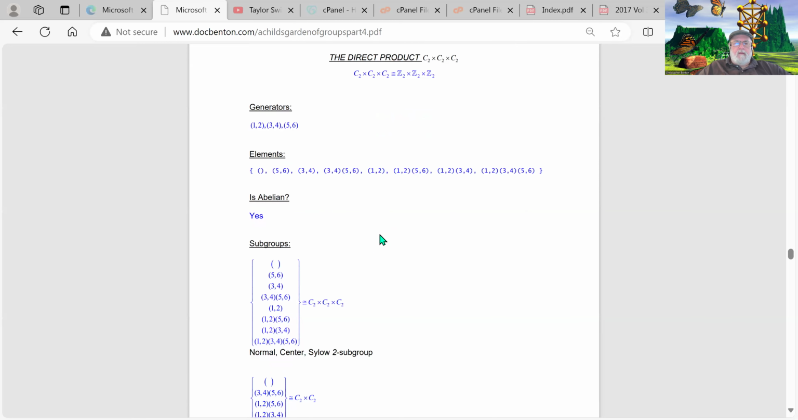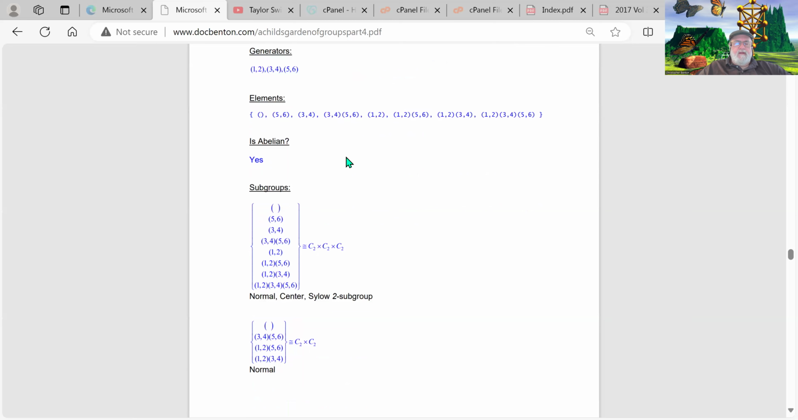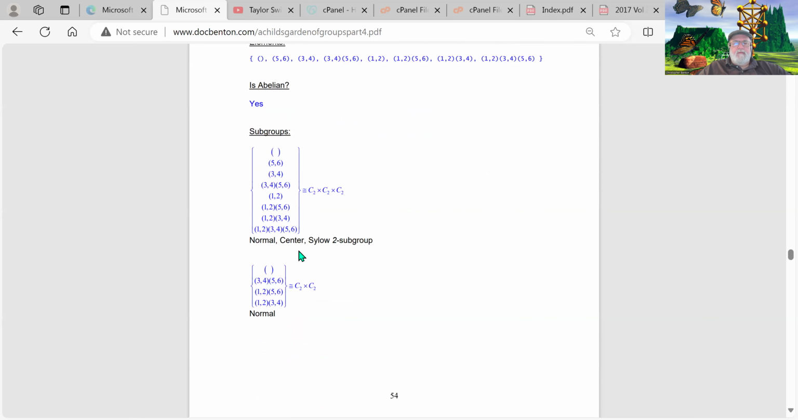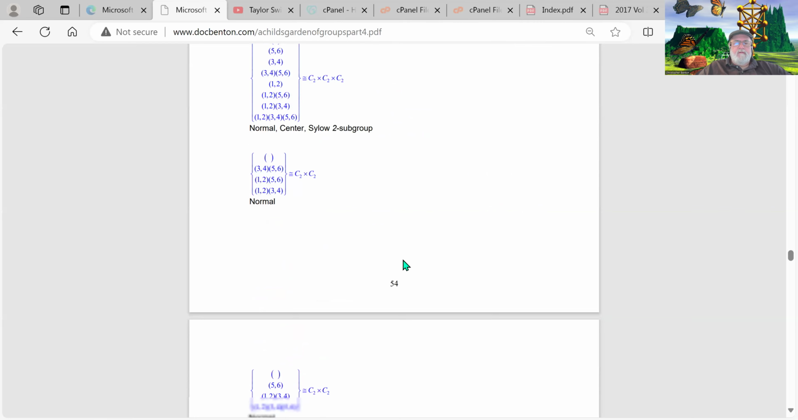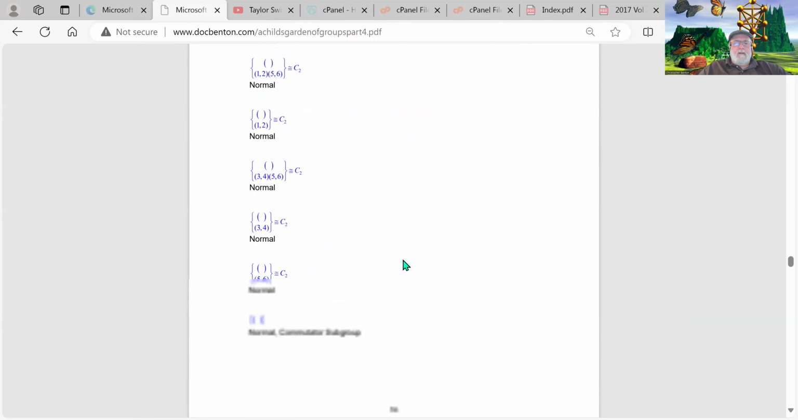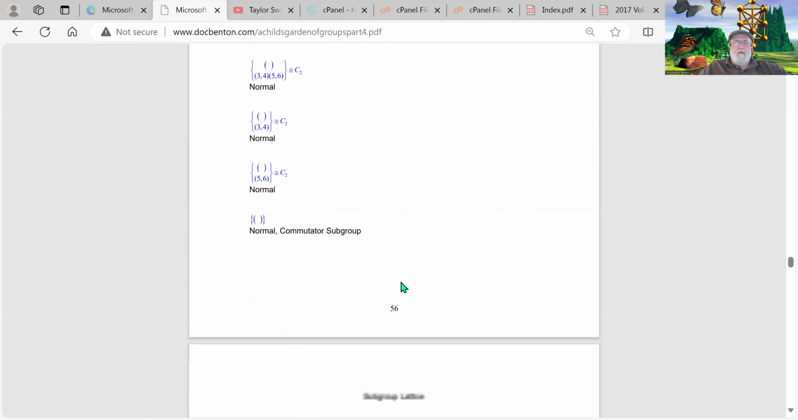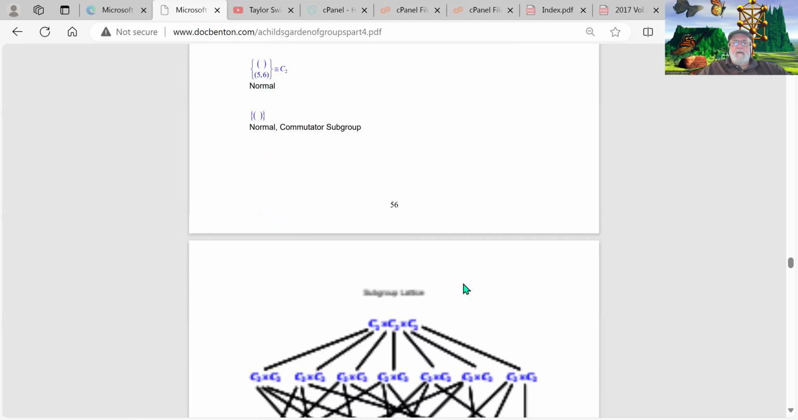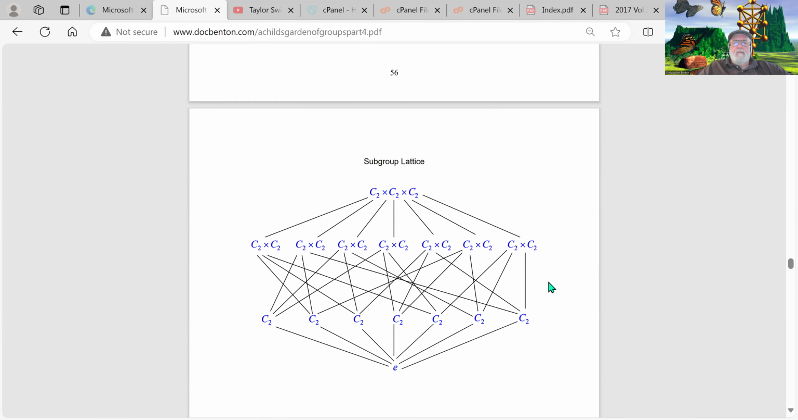So we answer questions like, is a group Abelian or commutative? We show the basic subgroups: normal, center, Sylow 2-subgroup. That's all explained earlier. And normal commutator subgroup. And let's see, what else do we have here? Oh, we have what we call a subgroup lattice, which shows the main group and all the different subgroups of it, down to the identity element.